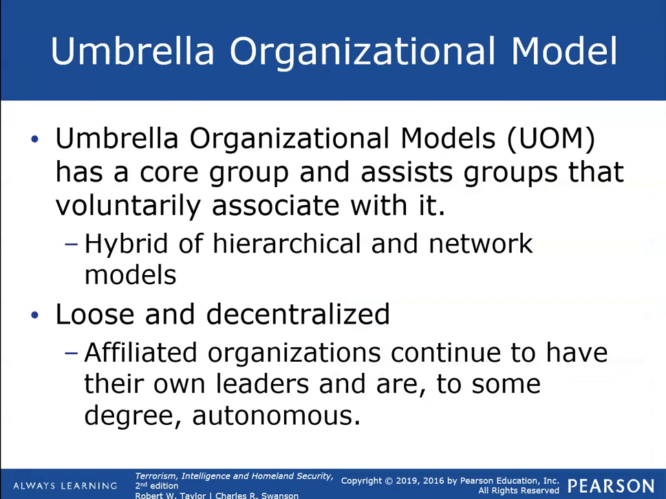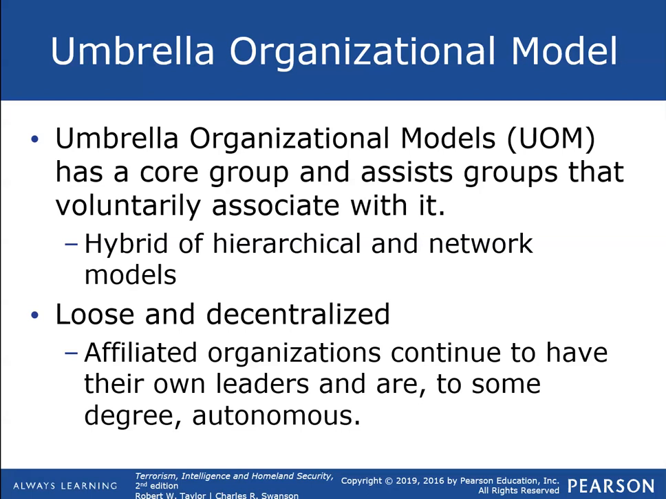Now, there's also another type of organizational model, and that's called the umbrella organizational model. So the umbrella organizational model, or UOM, has a core group that to some degree assists the groups that voluntarily associate with it. So the UOM is a relatively recent hybrid organizational structure that is made up of basically two other organizational structures, the hierarchical and the network. And I'll show you a picture of one in a minute because I know it's confusing just to talk about it.